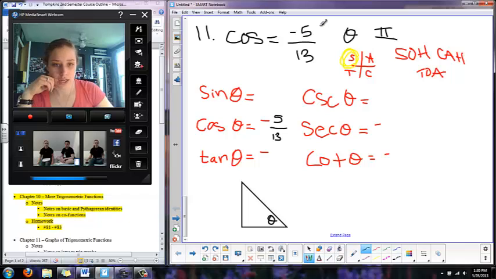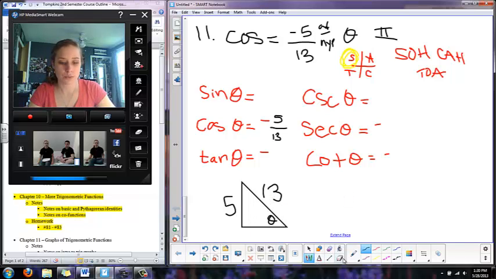And if cosine is the adjacent over the hypotenuse, then I know that the adjacent side is a positive 5, not negative. The negative just tells me which quadrant I'm in, and the hypotenuse is 13. So I need to find that missing, I'm sorry, that is supposed to be the adjacent side, and I labeled that incorrectly. So the adjacent side is right here. We need to figure out what the opposite side is.